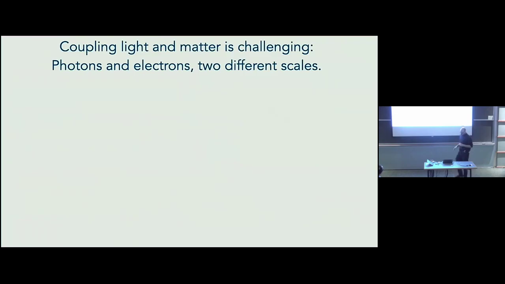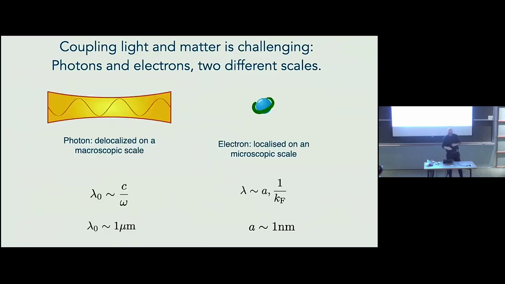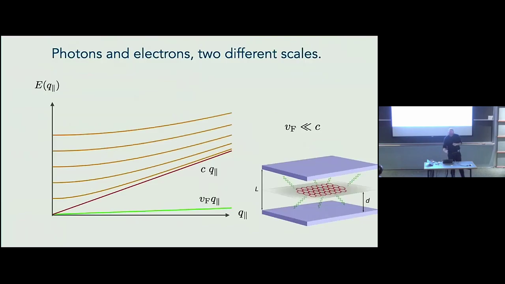Okay, so, but let me give you a perspective of why this is kind of challenging, mainly because photons and electrons, they live on a different scale. So the photon is usually a delocalized object, which is delocalized on like 1 micrometer, I'm talking about real photons, while an electron usually has a length scale that can be around 1 nanometer. I'm talking about the Wannier function length scale.